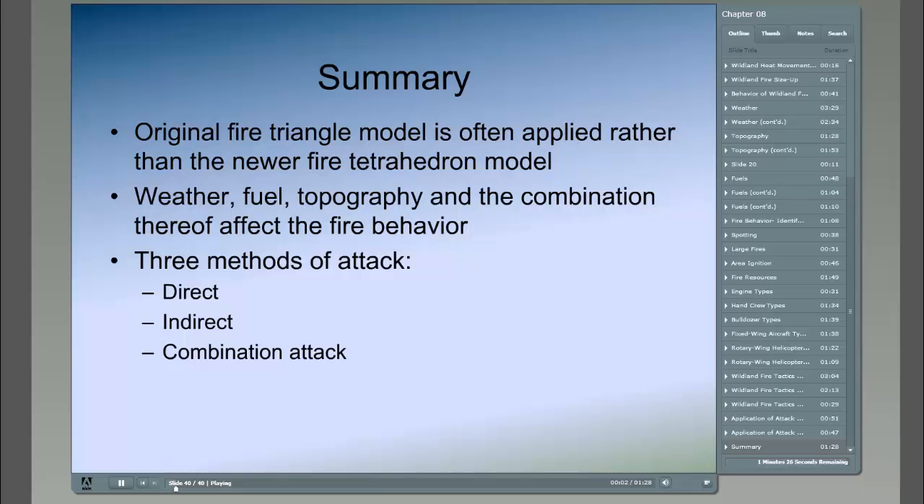In summary, for wildland fires, the original fire triangle model is applied rather than the newer fire tetrahedron model, as the fire triangle is used to explain both the combustion and extinguishment process on wildland fires. Although wildland fires are similar to structure fires because they have the same fire combustion principles, certain factors will influence the differences in the fire behavior.